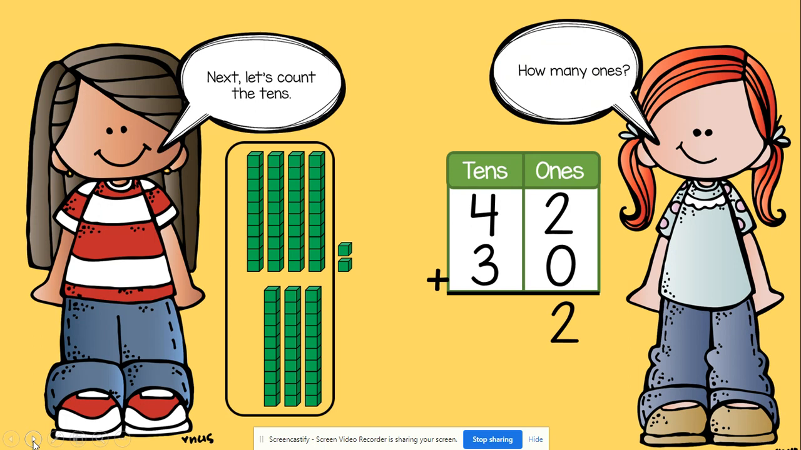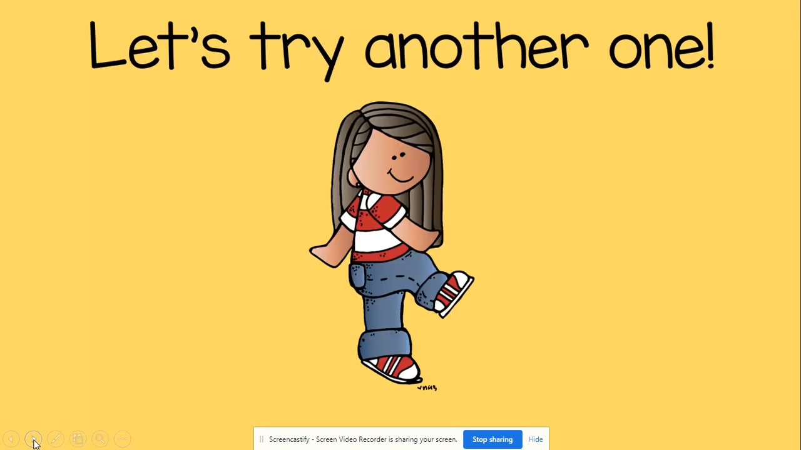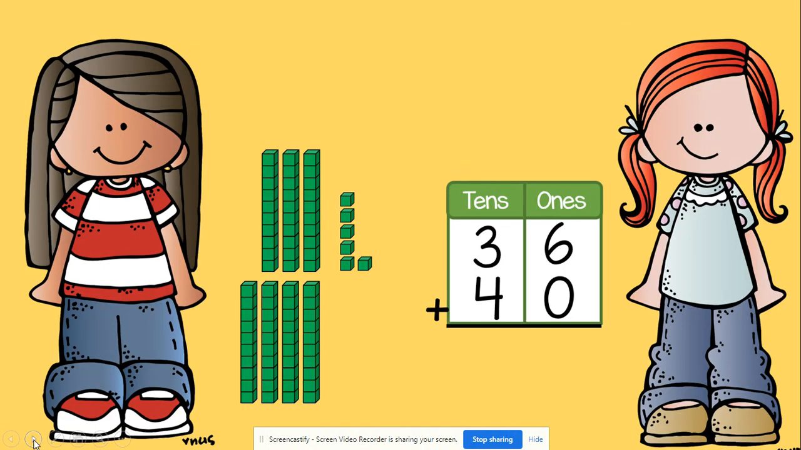Next, we're going to count the tens. How many tens are there? 1, 2, 3, 4, 5, 6, 7. 7 tens. Okay, 4 plus 3 is 7. Let's try another one. Erase your whiteboard.